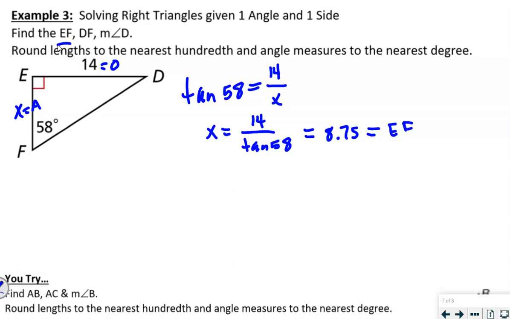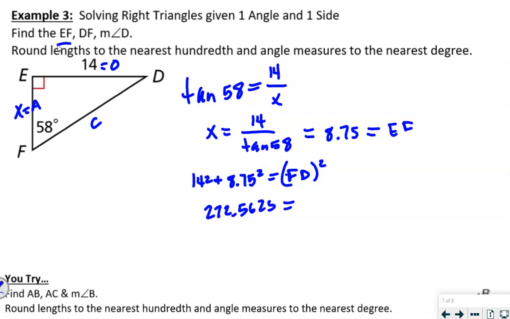Then if we want to find the third side, we can do A squared plus B squared equals C squared. This is our C because that's our hypotenuse. So we go 14 squared plus 8.75 squared and set that equal to our FD squared, or C squared, whichever you want. When I did 14 squared plus, that's supposed to be a plus, y'all, 8.75 squared, I got 272.5625, and so on, and that equals our FD squared.